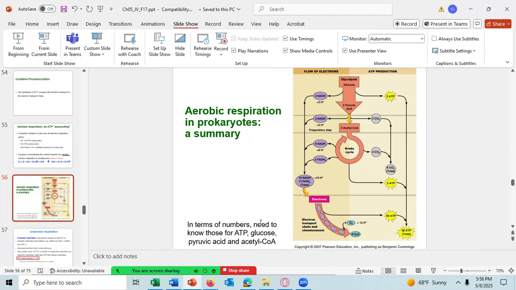You should know the numbers. You need to know the numbers for ATP, glucose, pyruvic acid, acetyl coenzyme A.